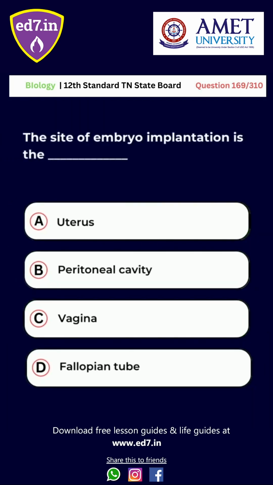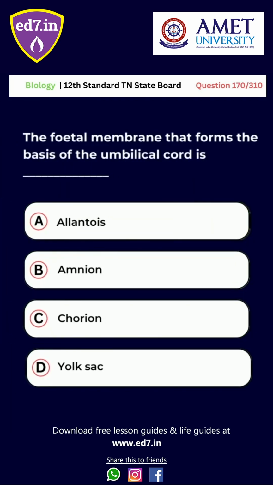Penis. Question number 169. The site of embryo implantation is A. Uterus. B. Peritoneal cavity. C. Vagina. D. Fallopian tube. And the right answer is option A. Uterus. Question number 170. The fetal membrane that forms the basis of the umbilical cord is option A. Allantois. B. Amnion. C. Chorion. D. Yolk sac. And the right answer for this question is option A.